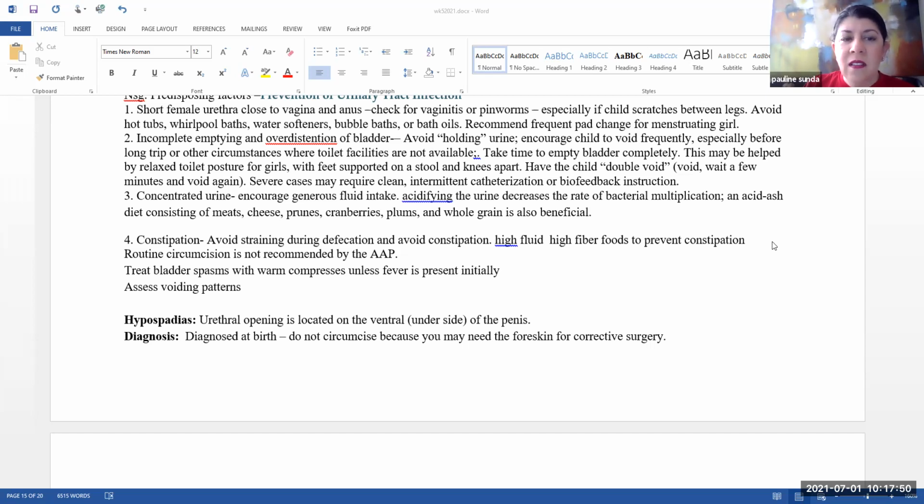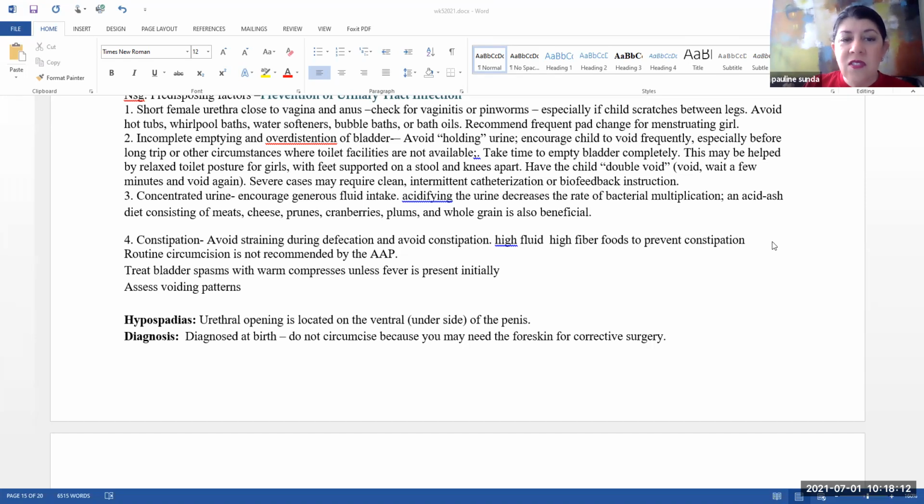Another issue can be constipation. So we want to ideally avoid straining during defecation and avoid constipation. We can do this by encouraging a high fluid, high fiber diet. And then this will help to prevent problems with constipation.